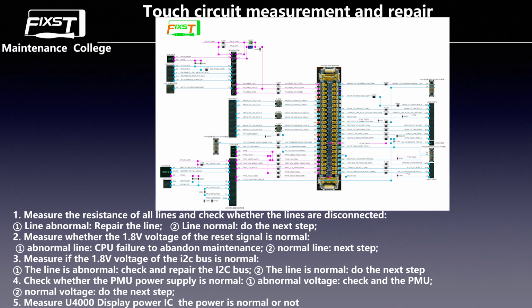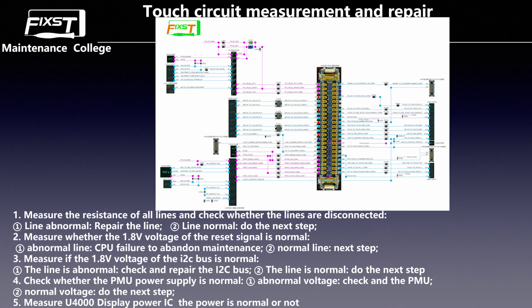If a line has some problem and the resistance is abnormal, we need to test which place and which component causes the problem, and repair it. After that, we need to test pin 13.2 on this connector, because pin 13.2 is the reset signal sent by the CPU to this display connector.